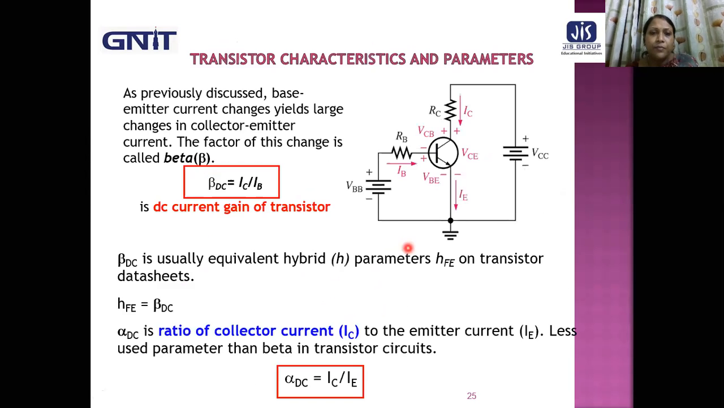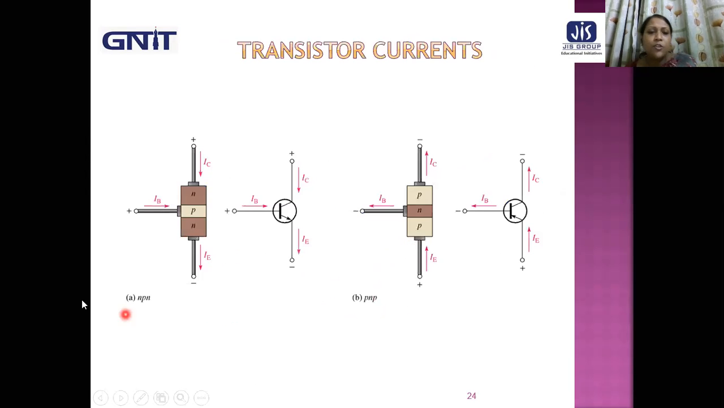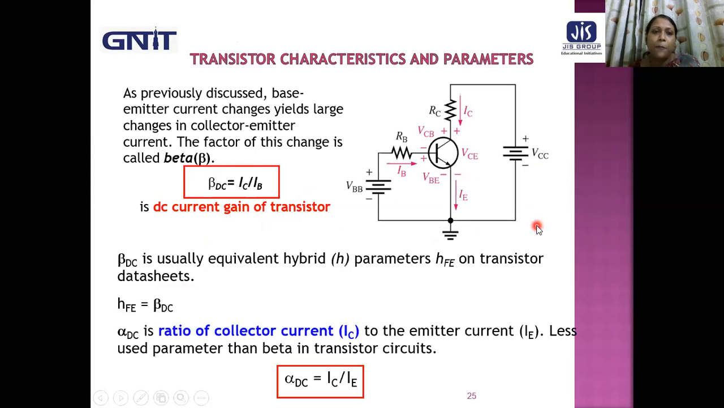So this is showing the direction of current flow separately, IE, IC and IB. This is for an NPN transistor. This is for a PNP transistor.